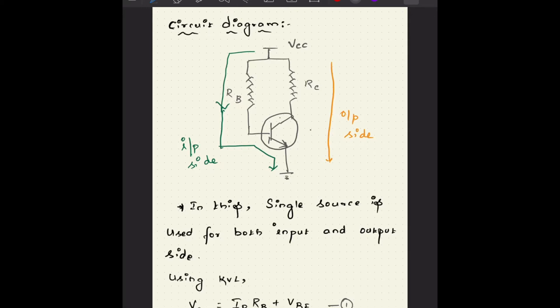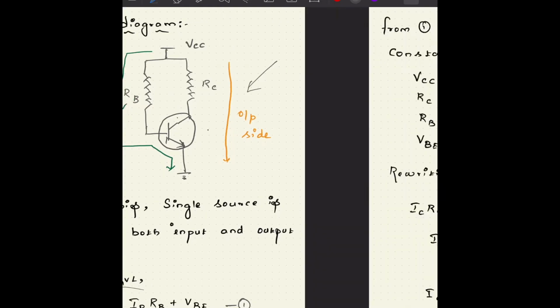Let's go with the equation. Using KVL, on the input side you can see VCC is equal to IB RB plus VBE. So this is the input side circuit. We are writing this equation from the input side. The green color arrow shows the input side. Next we are writing the second equation from the output side, that is RC. VCC is equal to IC RC plus VCE. So these are the two important equations that govern the fixed bias circuit. Let's go into the derivation.